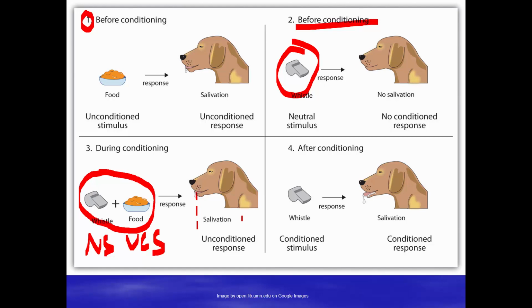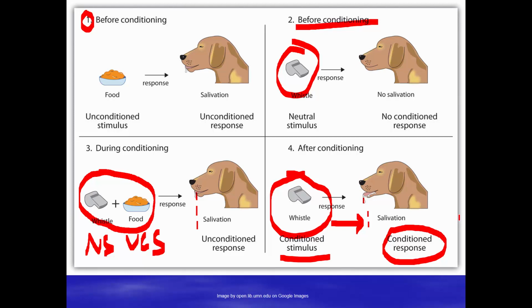And then after several pairings, and keep in mind this could happen after one pairing, that whistle now becomes a conditioned stimulus, a learned stimulus, which is producing salivation or a conditioned response. So now that whistle is associated with food in the dog's mind, and it's producing the conditioned response of salivation.